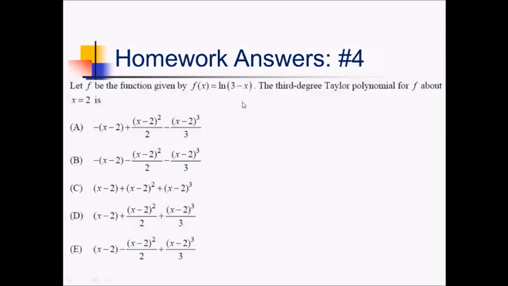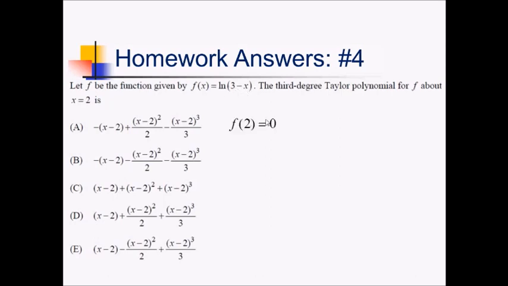For this problem, we have a function of f of x equals ln of 3 minus x, and we want to know the third degree Taylor polynomial about x equals 2. In order to construct this, we're going to need f of 2 and also the first 3 derivatives at x equals 2 for the ln of 3 minus x function. So let's start with f of 2. That's going to be just ln of 3 minus 2, or ln of 1, and that's just 0.